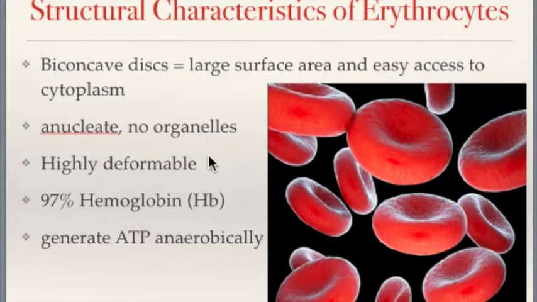Another important feature of red blood cells is that they generate ATP anaerobically. Their job is to carry oxygen, so it makes sense that they do not use oxygen during metabolism or during the production of ATP. If they did, they'd be consuming the gas that they're trying to transport.